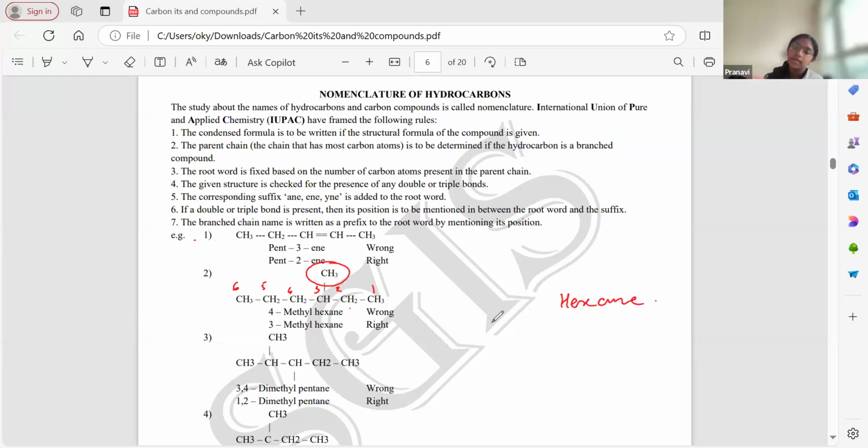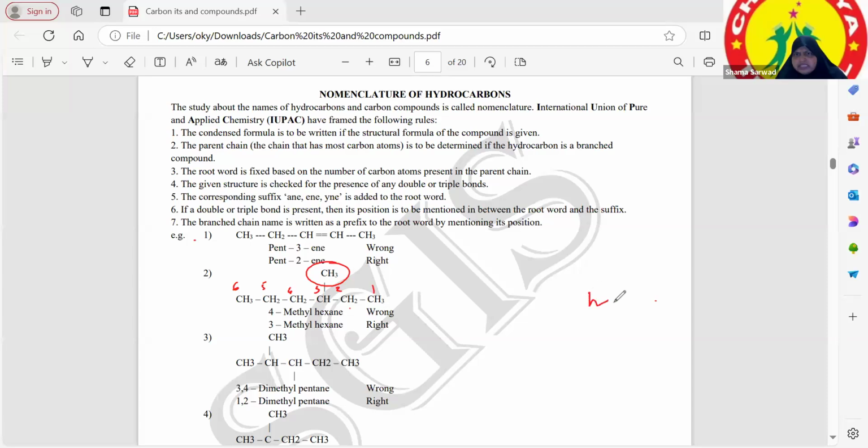Ma'am, if a double bond is present, we take the numbering which is the lowest. But if there's only a single bond, then we directly place the parent name. You need not segregate it as a root and suffix there. Yes, ma'am. Okay, fine. Now hexane you have written as a root word, correct?